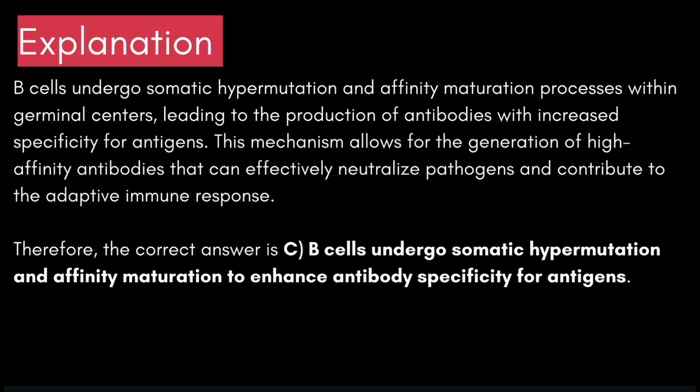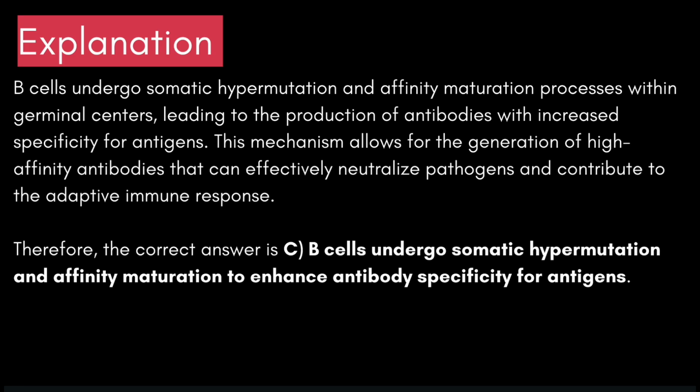B cells undergo somatic hypermutation and affinity maturation processes within germinal centers, leading to the production of antibodies with increased specificity for antigens. This mechanism allows for the generation of high-affinity antibodies that can effectively neutralize pathogens and contribute to the adaptive immune response. Therefore, the correct answer is C. B cells undergo somatic hypermutation and affinity maturation to enhance antibody specificity for antigens.